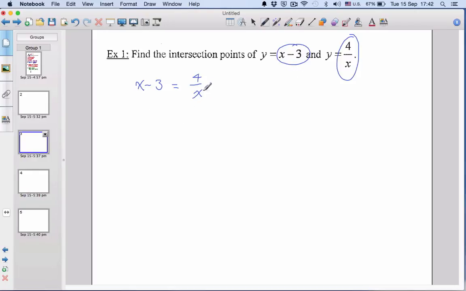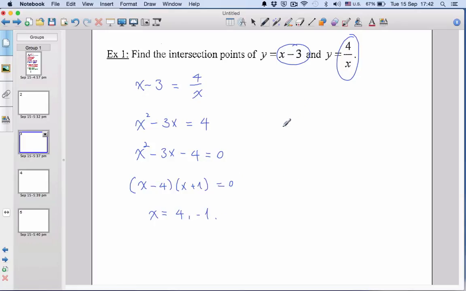Okay? So I'm going to multiply both sides by x, then I would get x squared minus 3x is equal to 4. And it looks like a quadratic, so I'm going to move the 4 to the other side. And I'm going to factor this, x minus 4, x plus 1 is equal to 0. So x is going to be 4 and negative 1.